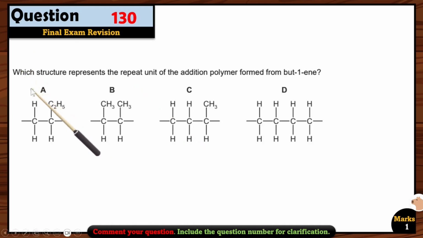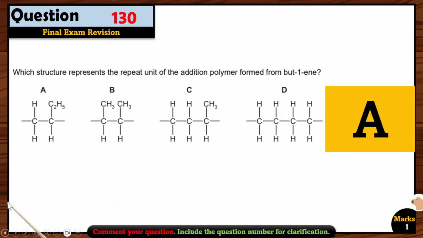Now let's see another question. Which structure represents the repeat unit of addition polymer from butene? So to understand the structural formula of any polymer, you first have to check how many carbons butene should have.